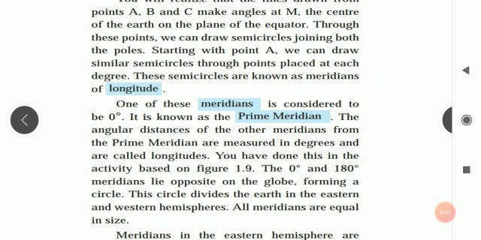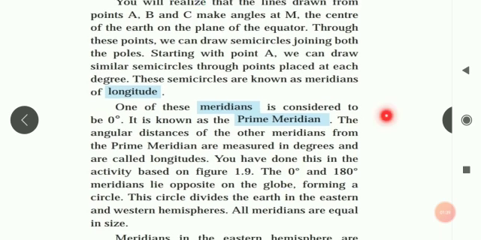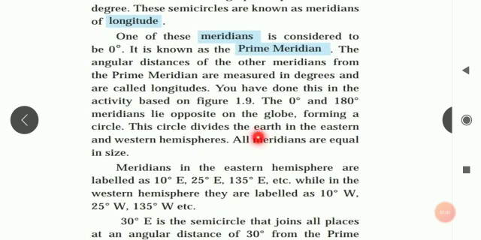The angular distances of the other meridians from the prime meridian are measured in degrees and are called longitudes. You have done this in the activity based on figure 1.9. The 0 degree and 180 degree meridians lie opposite on the globe, forming a circle. Now what is the use of this circle, children? This circle divides the earth into eastern and western hemisphere.